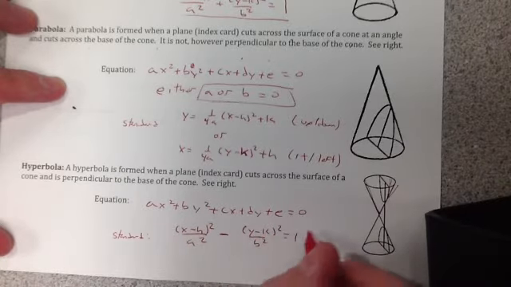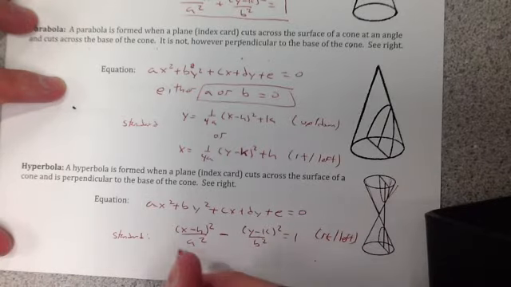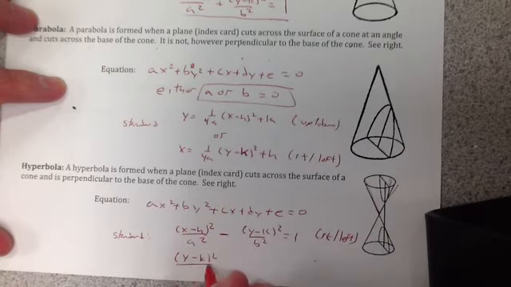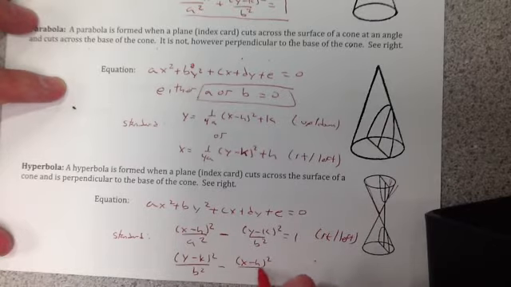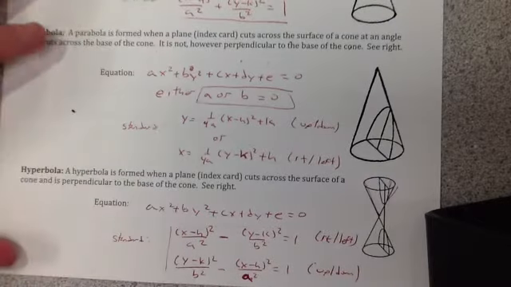That's if it's right to left. And if it's up and down, we go (y minus k) squared over b squared minus (x minus h) squared over a squared equal to 1. And this is going up and down. And those are our standard forms. And we're going to talk a lot more about these later on today, okay?